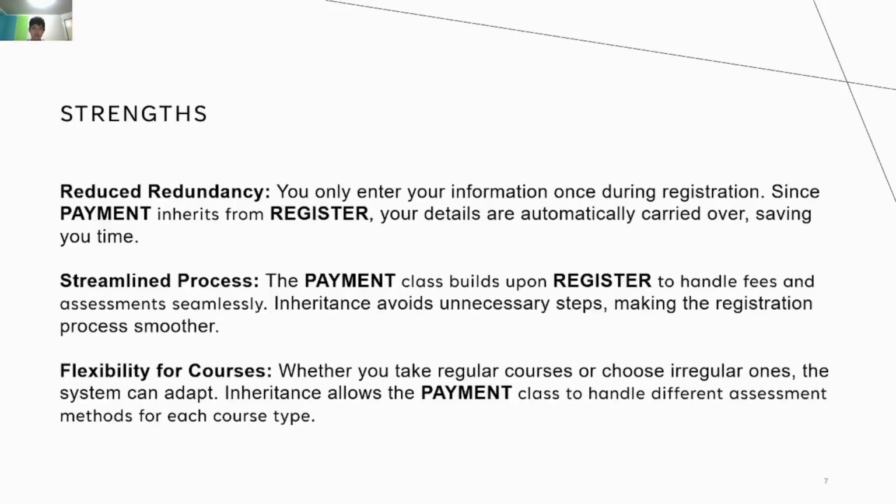For the strengths, first, this reduces redundancy. You only enter your information once during registration. Since payment inherits from register, your details are automatically carried over, saving you time. Second, a streamlined process. The payment class builds upon register to handle fees and assessments seamlessly. Inheritance avoids unnecessary steps, making the registration process smoother. Third, flexibility for courses. Whether you take regular courses or choose irregular ones, the system can adapt. Inheritance allows the payment class to handle different assessment methods for each course type.